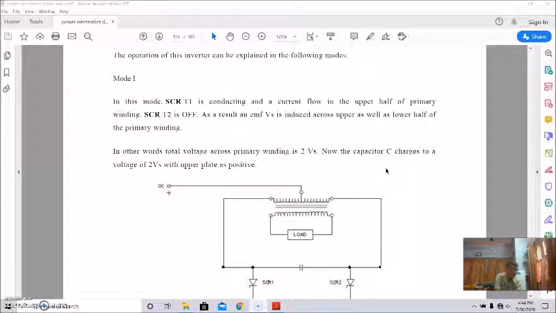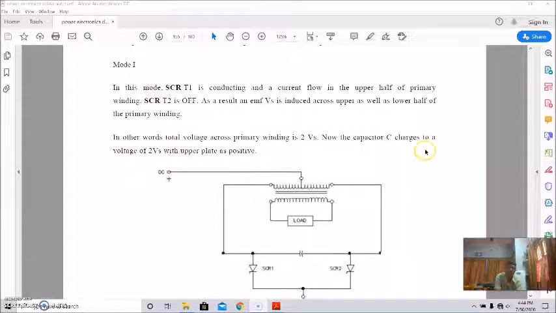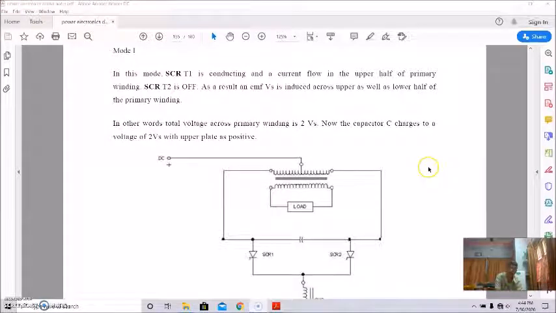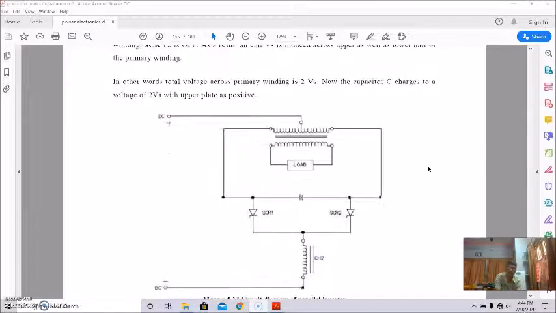And its operation has three modes. In the first mode, thyristor 1 is conducting and the current flows in the upper half of the primary winding. Thyristor 2 is off, and as a result, an EMF Vs is induced across the upper as well as the lower half of the primary winding of the transformer. In other words, the total voltage across the primary winding is 2 Vs. Now the capacitor C charges to voltage 2 Vs with the upper plate positive.